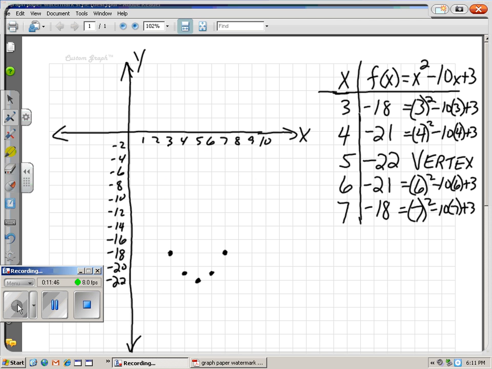All right, so hopefully you did all the calculations and got these 5 dots. Remember, we already knew it was going to open upward because our A is positive, that number in front of the parentheses.